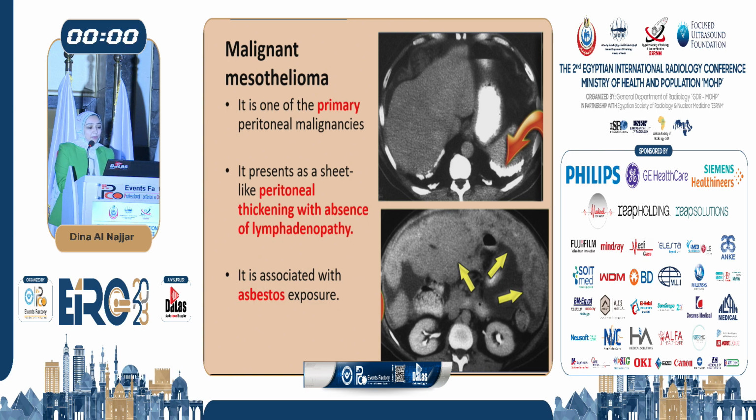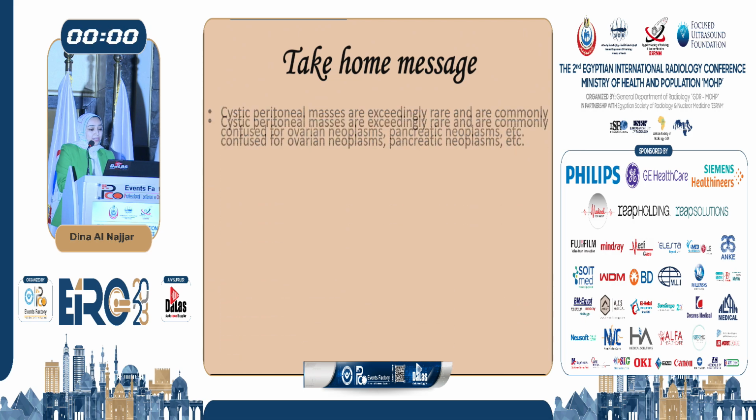Okay, great. It is one of the primary peritoneal malignancies, presenting as a sheet-like peritoneal thickening with absence of lymphadenopathy, associated with asbestos exposure.